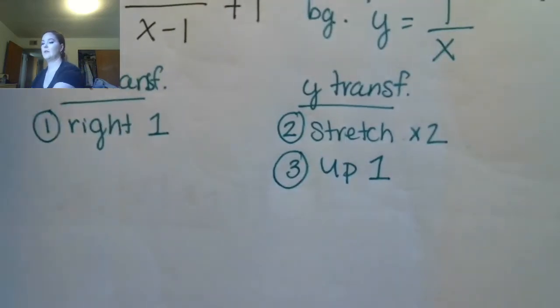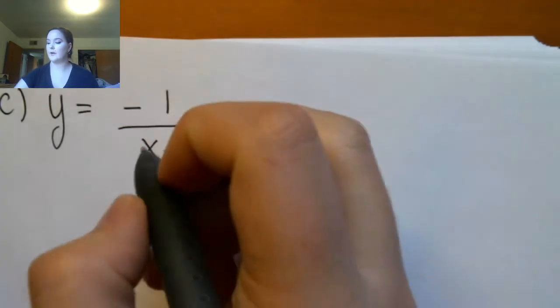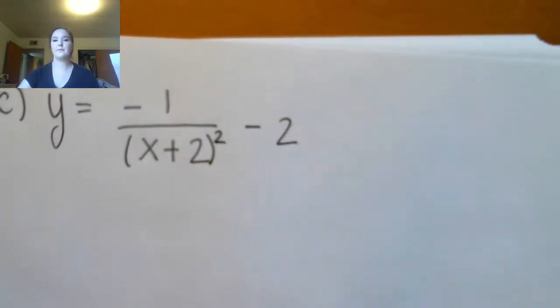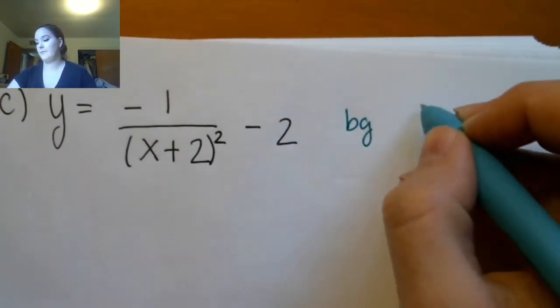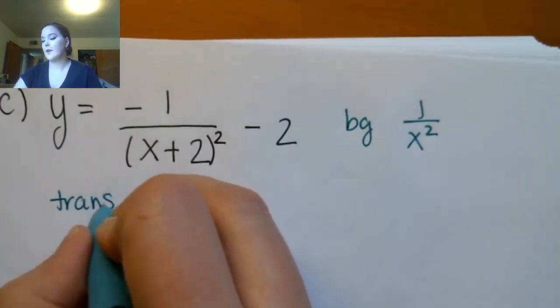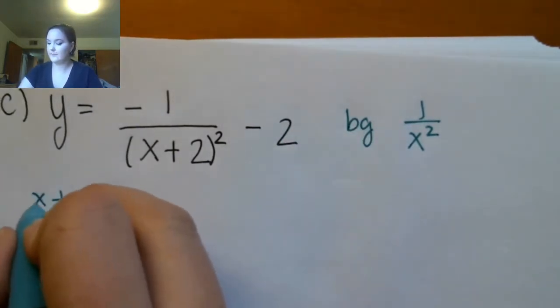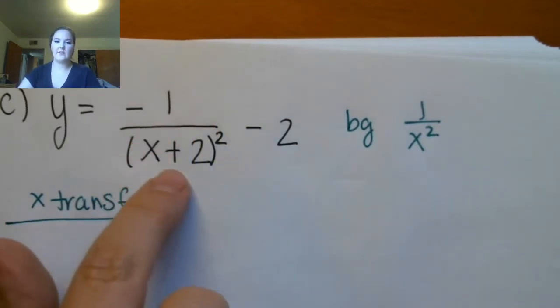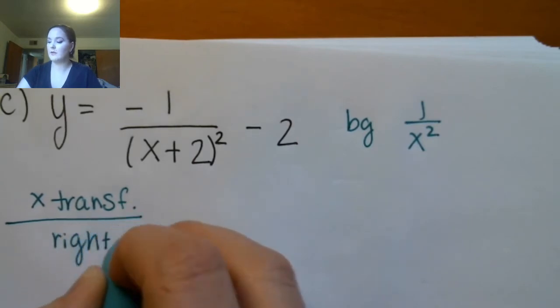All right, let's look at an example of the 1 over x squared base graph. Oops, I forgot to put in my square here. Okay, so this is the 1 over x squared base graph, like I just said. Now our x transformations are going to be everything inside the 1 over x squared. So you can see what's inside of that is the +2, so this is going to move it right 2.